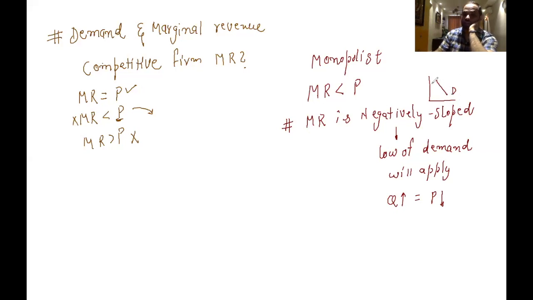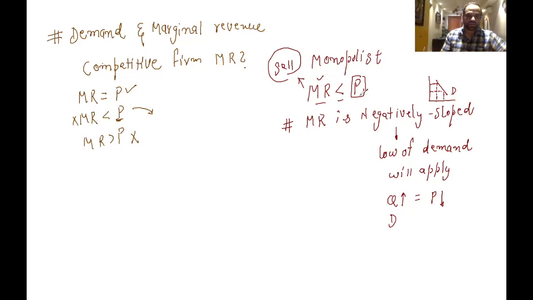The rule is that if this is the price and this is the quantity, you reduce the price, quantity increases. So that's a negative slope. If you want quantity demanded to increase, you have to reduce the price. If you reduce the price, marginal revenue will be lower than the previous price or the market price. That's why your demand will increase. Otherwise, the consumer will not consume because the price is too high.